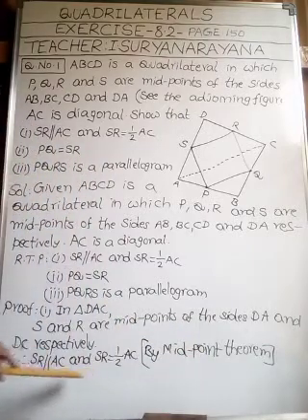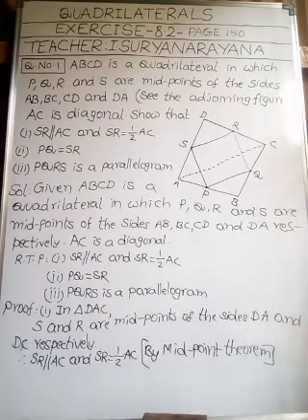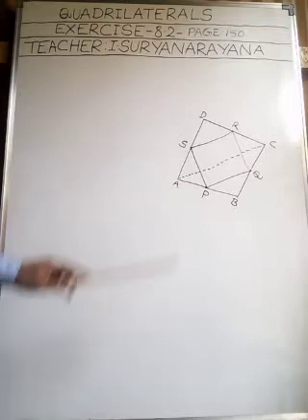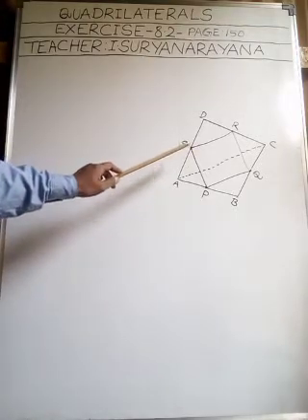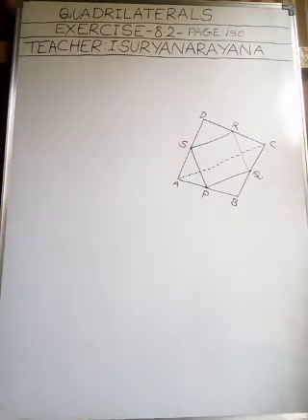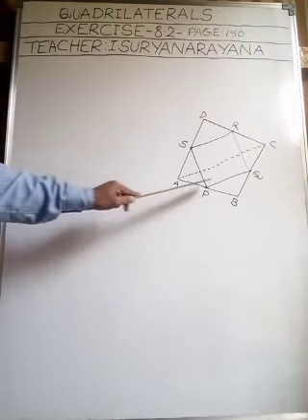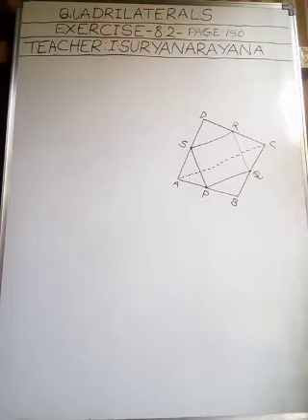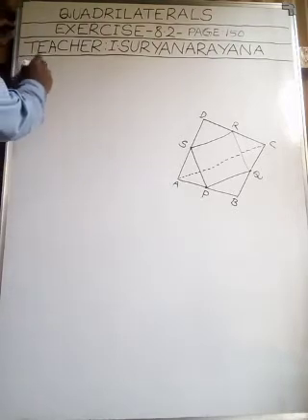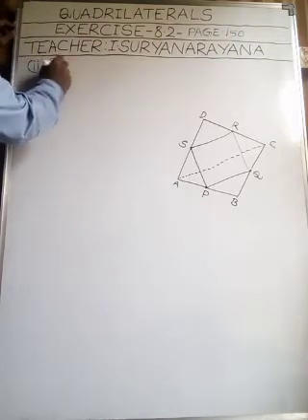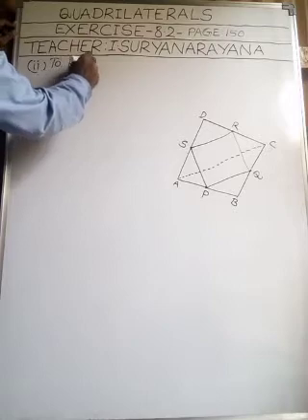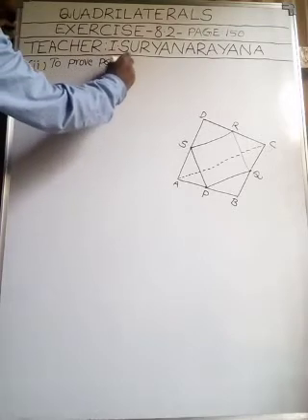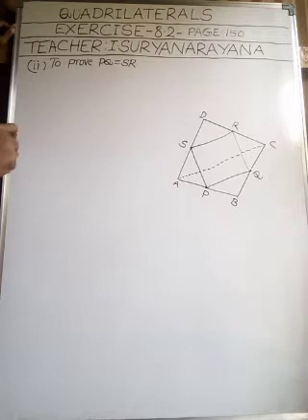Okay, my children, understood this step? Right. So the first part of the question is completed. It was proved. Now come to the second part of the question. What should be proved? PQ is equal to SR. Okay, my children. We have to prove that PQ is equal to SR.